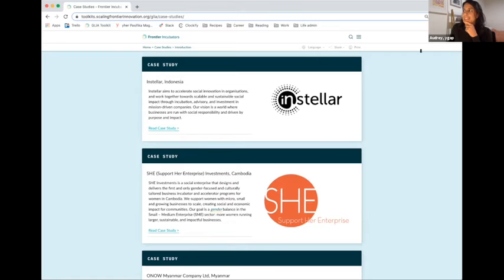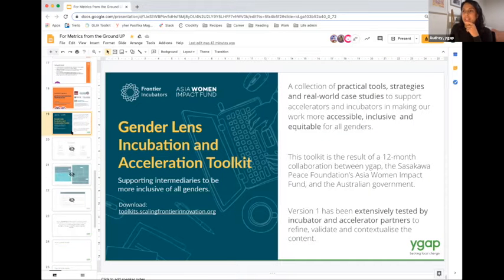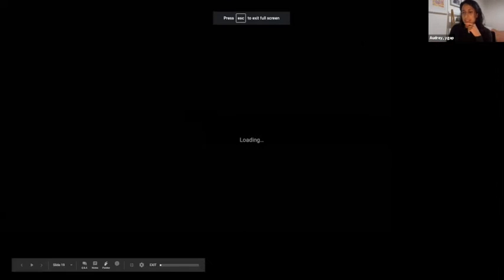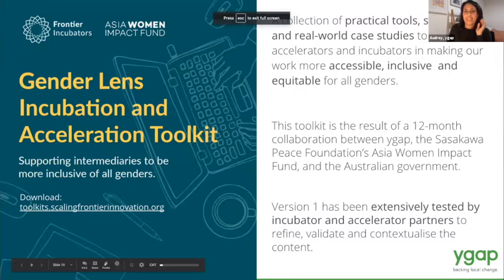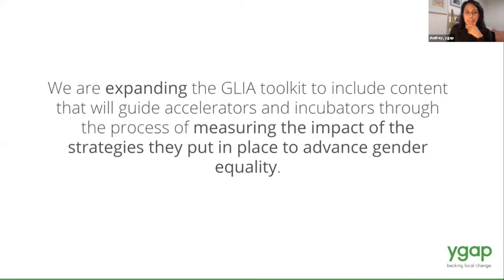But outside of that, what we wanted to share with you today is that we are actually expanding on this toolkit this year. We've repartnered with the Sasakawa Peace Foundation, and we're actually growing this toolkit to include content that will guide accelerators and incubators through the process of measuring the impact of the strategies that they put in place to advance gender equality. So the strategies that we just showed you that are part of the toolkit will have measurements, and it actually does refer to the Impact Hub measures as well.